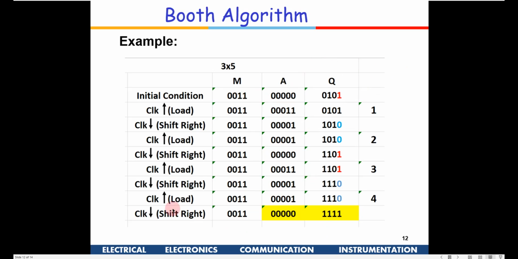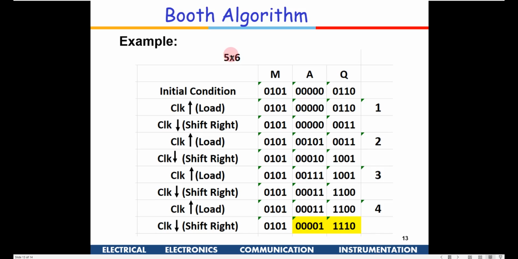You might get some questions in your final exam based on this algorithm. Some values will be given here. You will have to reproduce these kinds of tables. So I can give you one more example here. Suppose I do 5 into 6. In M I am loading a 5, that remains constant. Here it is 0, and I am putting 6 out here in Q. So it is 0 out here, right?